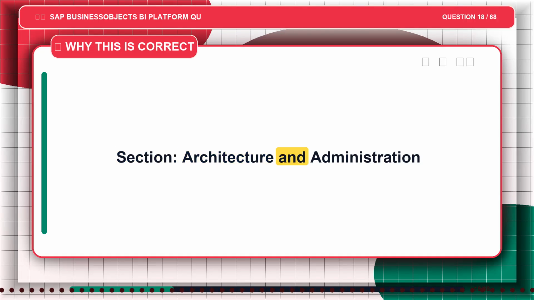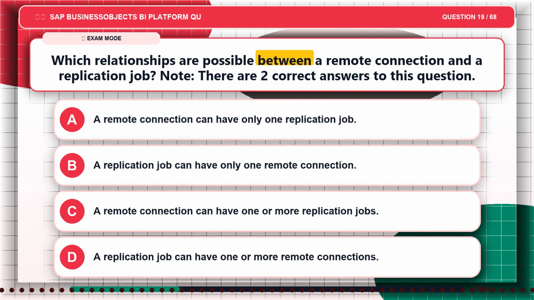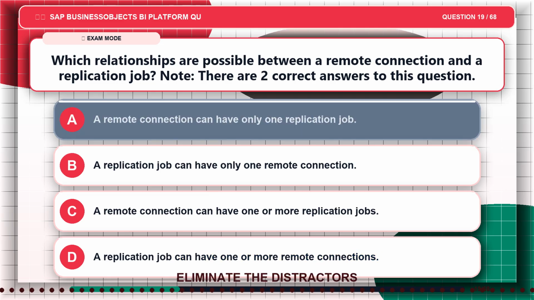Section, Architecture and Administration. Question 19. Which relationships are possible between a remote connection and a replication job? Note, there are 2 correct answers to this question. Option A, a remote connection can have only one replication job. Option B, a replication job can have only one remote connection. Option C, a remote connection can have one or more replication jobs. Option D, a replication job can have one or more remote connections.